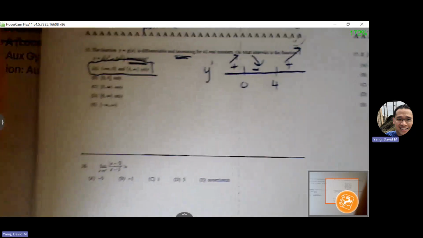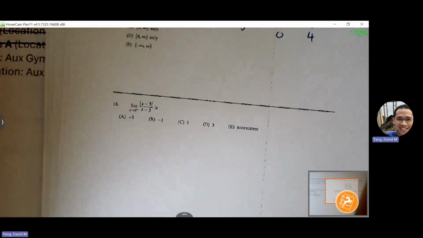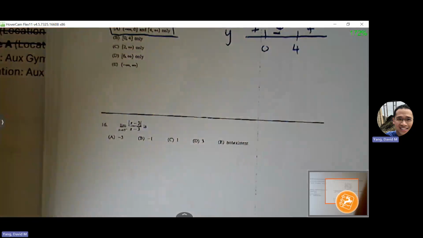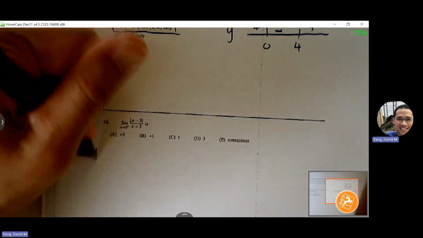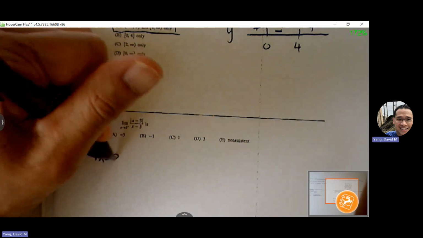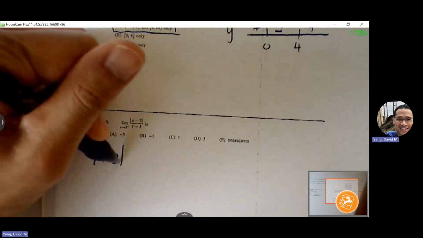16 is a little bit strange. It's cumbersome to work with absolute values. So what do we do with this absolute value of x minus 3 over x minus 3? And also, it's not like we can plug it into the calculator either. But what we can do is look at the numerator first. What is that numerator telling us?